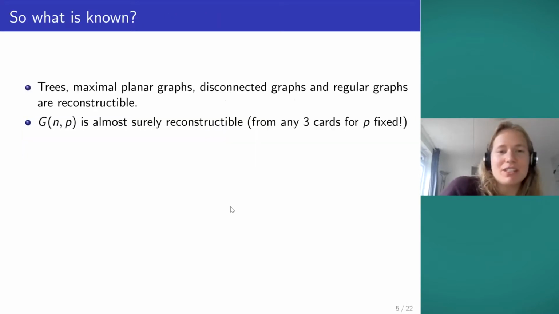Instead of reconstructing any graph, you can also place some assumptions on the graph. For example, if you know that the graph is regular or it's a tree, then it suddenly becomes a lot easier. And in fact, almost every graph is very easy to reconstruct. For almost any graph, you only need 3 cards. In this random graph model G(n,p), you just need 3 cards with high probability.